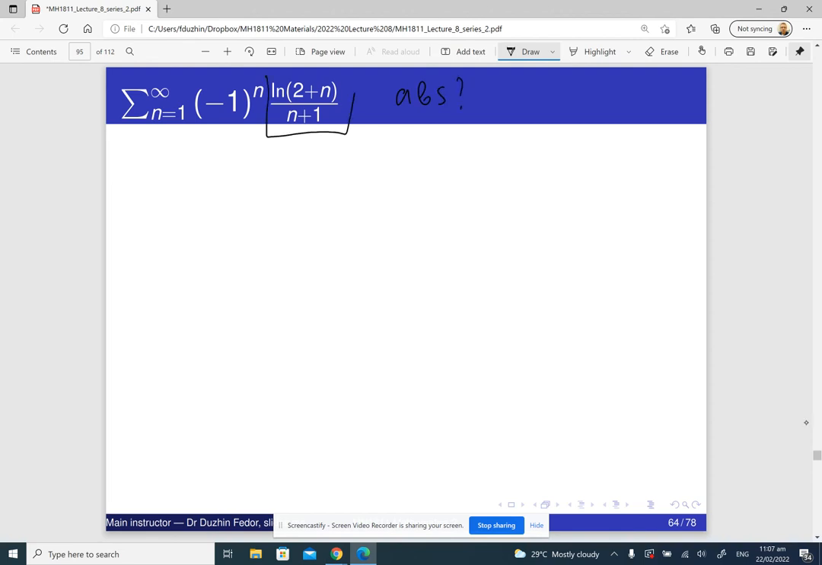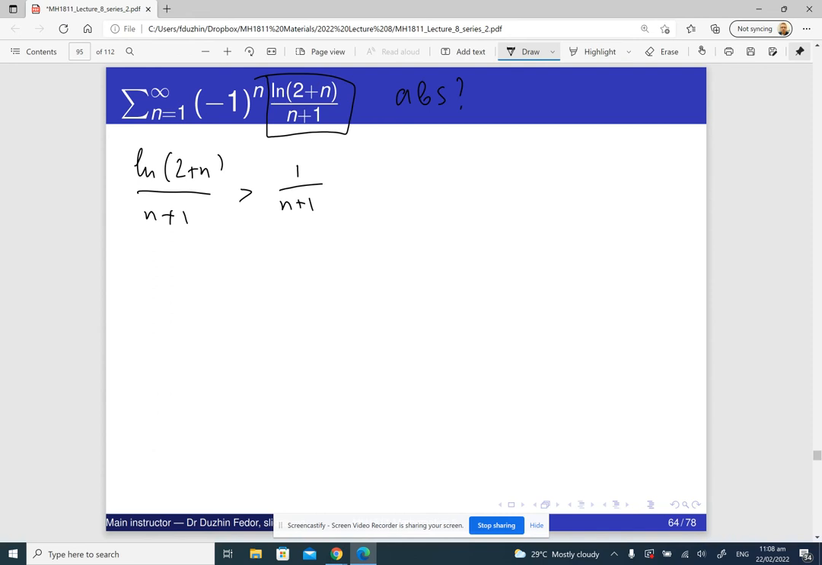And for absolute convergence, we take the same thing without the (-1)^n term. And we know that ln(2 + n) divided by (n + 1) is bigger than 1 over (n + 1), right? So ln(2 + n) is going to be bigger than 1. Well, I guess n is at least 1, so the input of the logarithm is at least 3, which means that the logarithm is indeed bigger than 1. Okay.